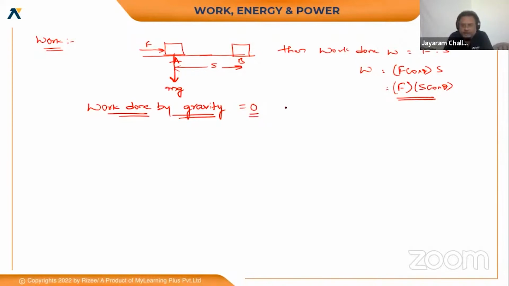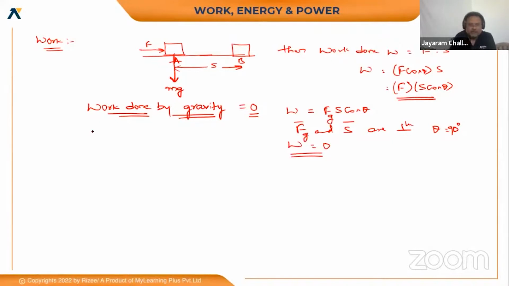Now look at it mathematically. Work done W is equal to Fs cos theta. F bar and S bar are perpendicular, in the sense theta is equal to 90 degrees. So work done is cos 90 degrees, and cos 90 is equal to 0. So work done by the gravitational force is 0.